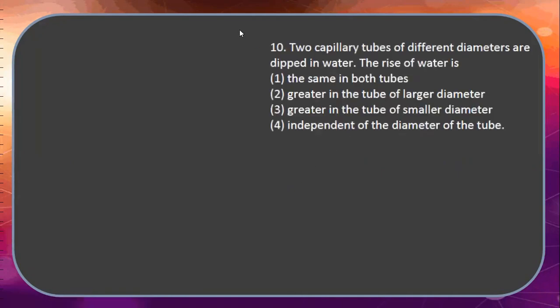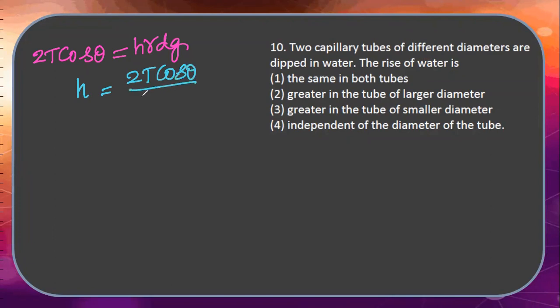Next, capillary. Two capillary tubes of different diameters are dipped in water. There is a rise of water. Surface tension: 2T cos theta is equal to r h d g. Therefore, h is equal to 2T cos theta divided by r d g. d for density, r is the radius, T is the surface tension, g is acceleration due to gravity. h is the height of the liquid raised in the capillary tube.